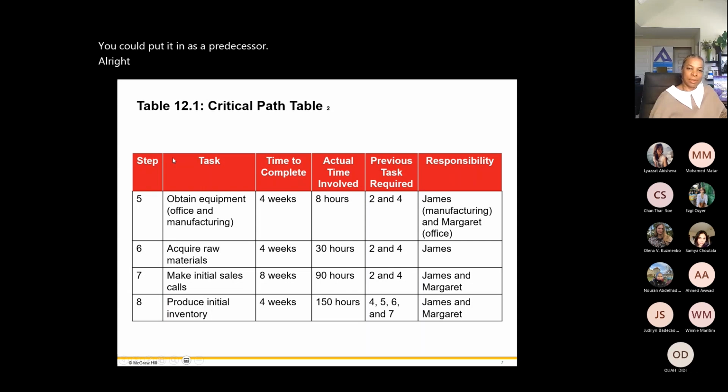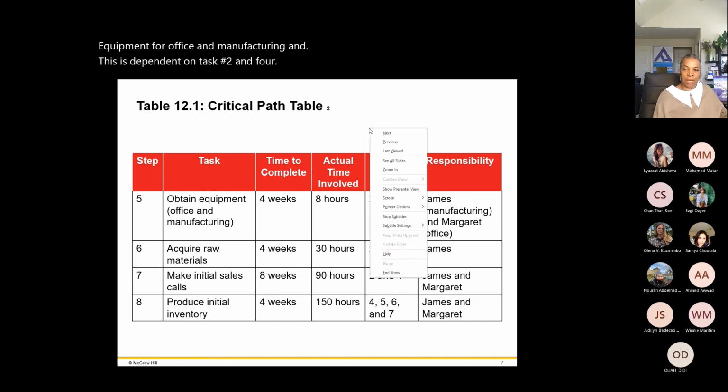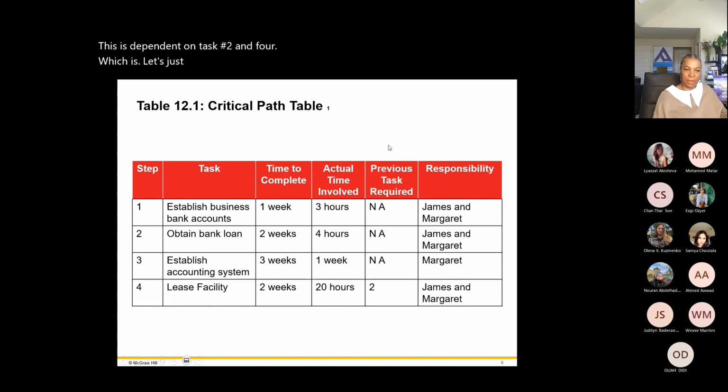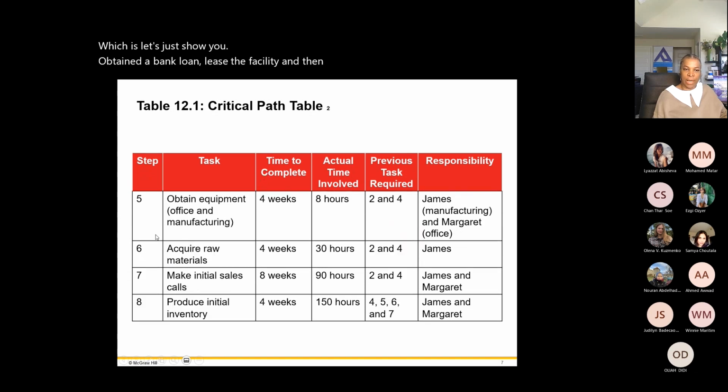All right. So this is another critical path table. We see we have to obtain equipment for office and manufacturing. And this is dependent on task number 2 and 4. Let me just show you. Obtain the bank loan, lease a facility, and then you can obtain the equipment, which makes sense. You need the money to be able to lease it.